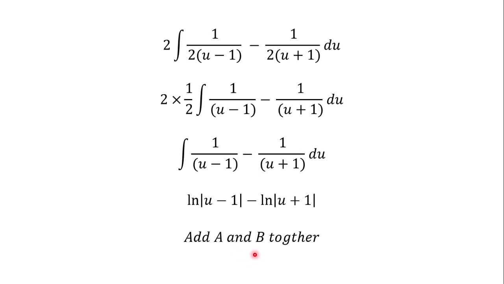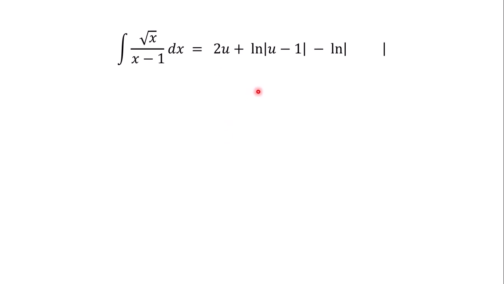So a and b does not mean the integral, but the answers that we had. A and b. Okay, so let's write them. A was what? 2u and b is what? Natural log of absolute value u minus 1 minus natural log u plus 1. Remember the absolute value is the one to be taken. Okay, now let's continue.